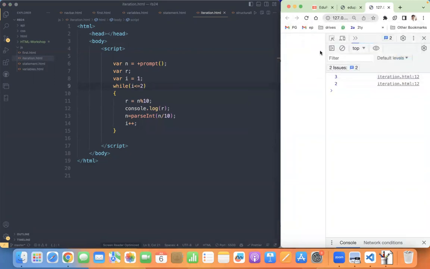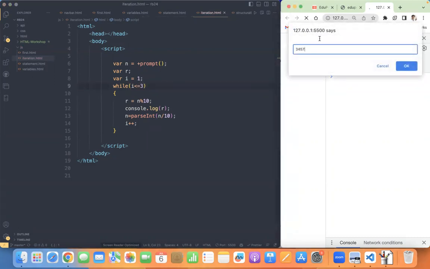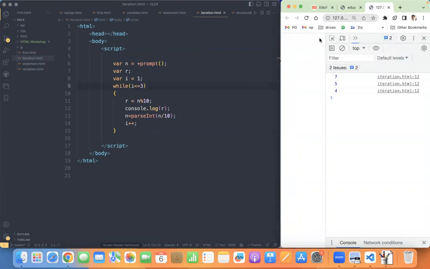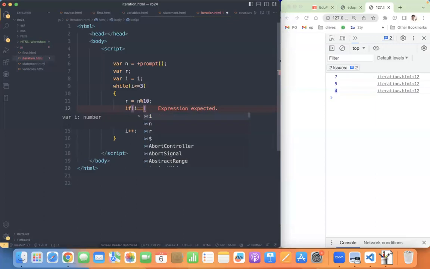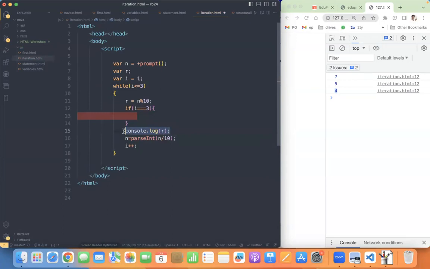I got the last two digits. If I say I less than or equal to 3, you will get more, but I want only the 4. So when this is repeating for 3 times, I'll put if I is equal to 3, console.log of 3.